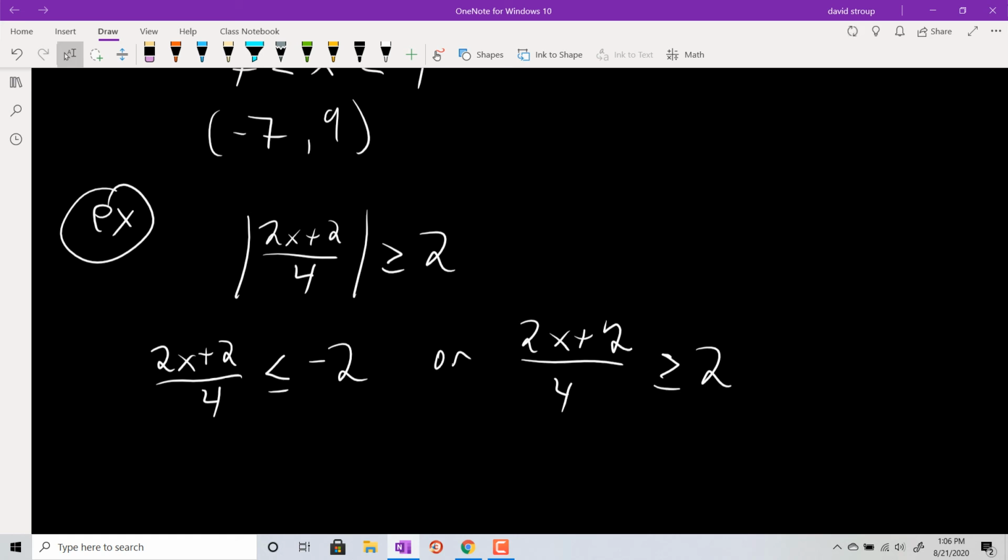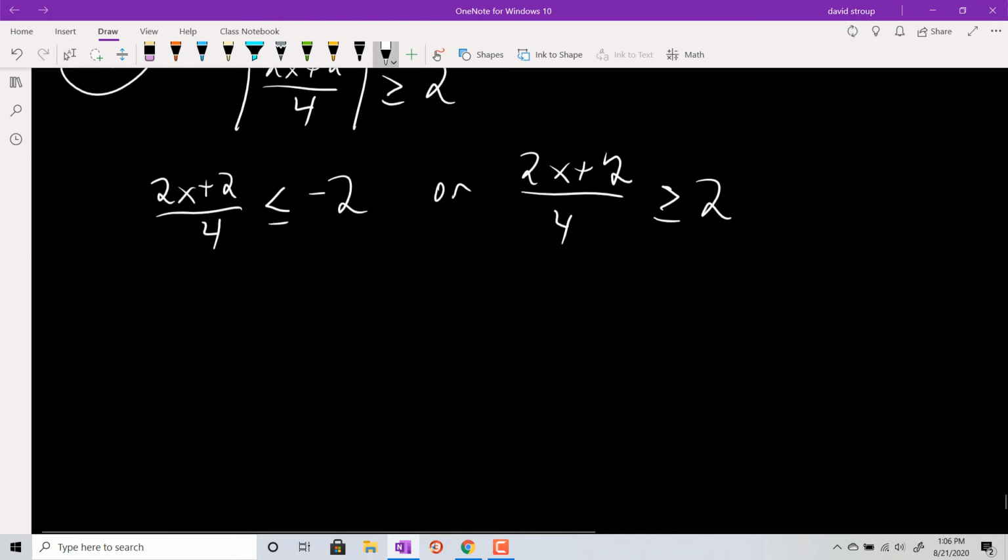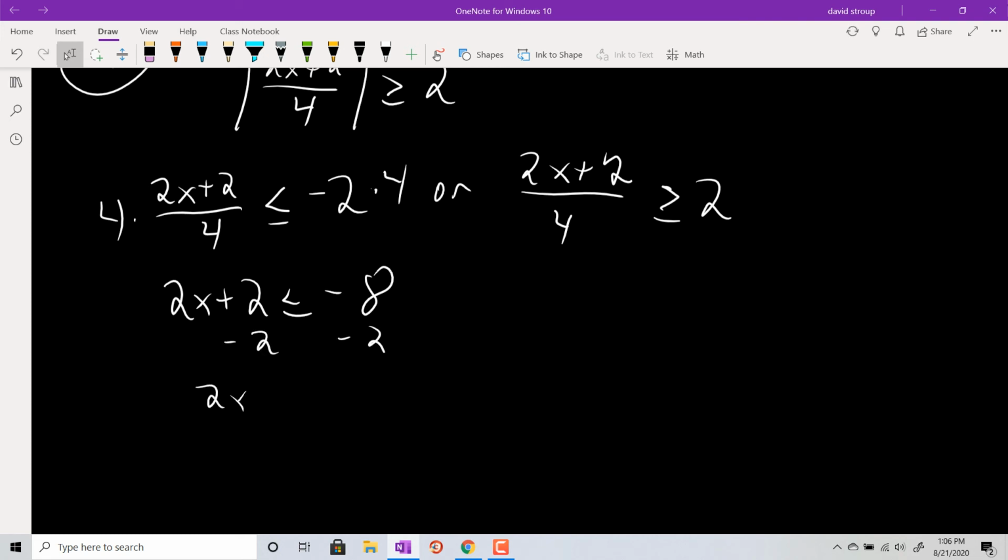Okay, so multiply both sides by 4 for the first one. You get 2x plus 2 less than or equal to -8. Subtract 2 from both sides, and then divide by 2 on both sides.